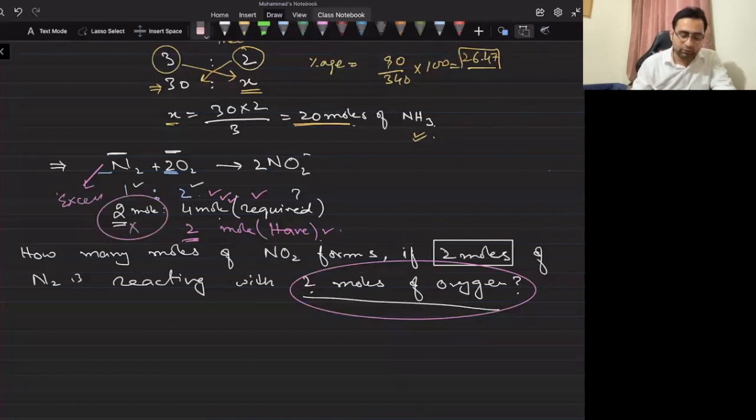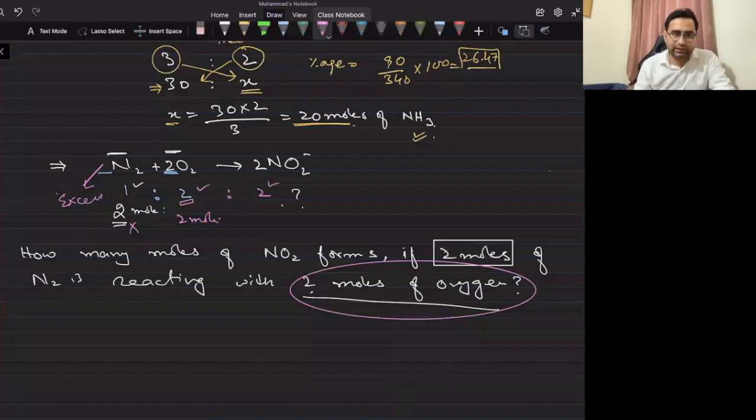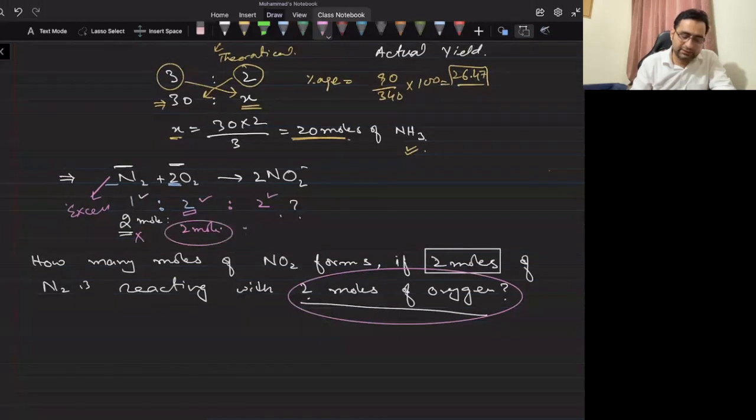Now, how many moles of oxygen do you have? 2 moles of oxygen. What's the ratio between them? 2 and 2. If I simplify 2:2, that is 1:1. So 2 moles of oxygen will release 2 moles of NO2. This is your answer, not 4 moles.